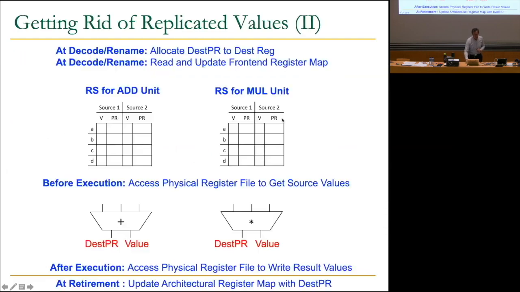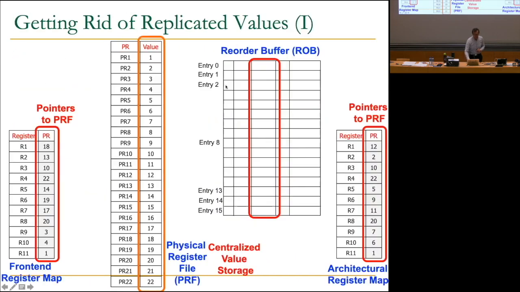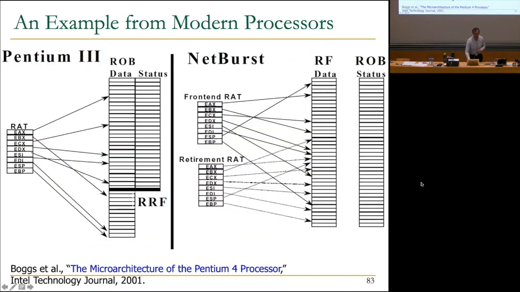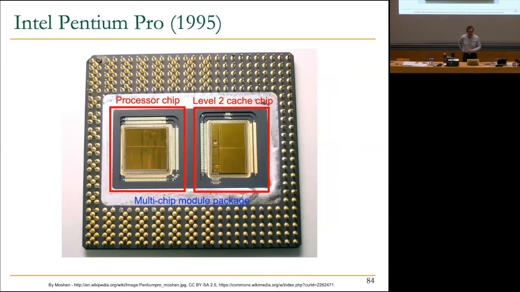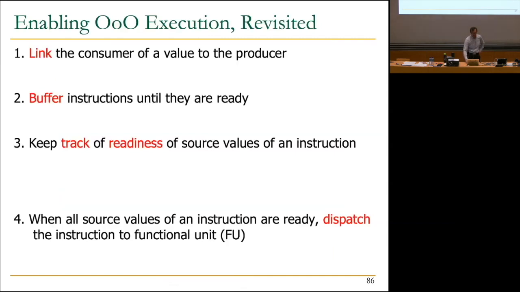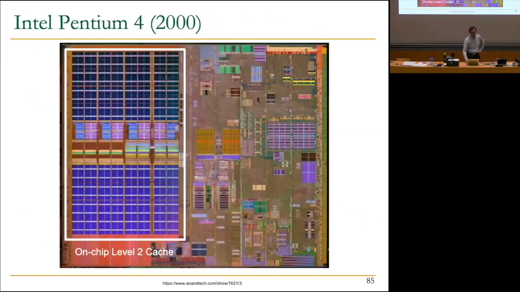So this is essentially the same picture that I showed you over here, except in a different way. And they have a reorder buffer, of course, to keep the status and do the reordering. Does that make sense? This was the Intel Pentium Pro. There was value replication in the Intel Pentium Pro, but that replication got eliminated in the Intel Pentium 4. And most modern processors are like this.